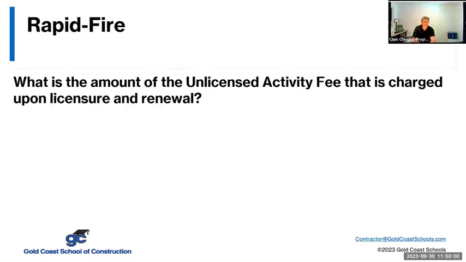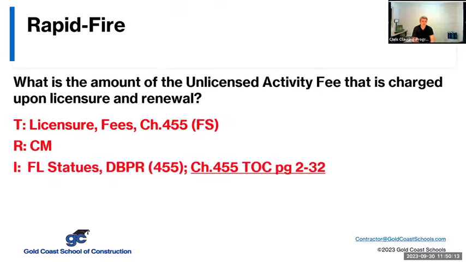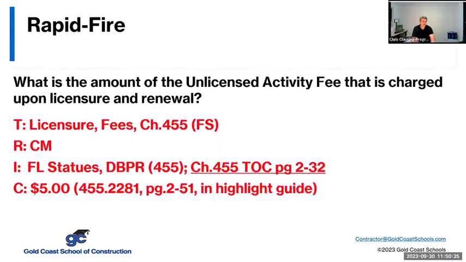What is the amount of unlicensed activity fee that is charged upon licensure and renewal? So again, our keyword there is licensure fees. Contractor's manual is our reference. Let's go to that index, see what we can find. Now, Florida statutes, DBPR, Board chapter 455, the table of contents. And you'll see it's that $5. That's covered in your highlighting guide, and we also covered it in the presentation already. So we gave you a little cheat sheet, and we keep on moving.